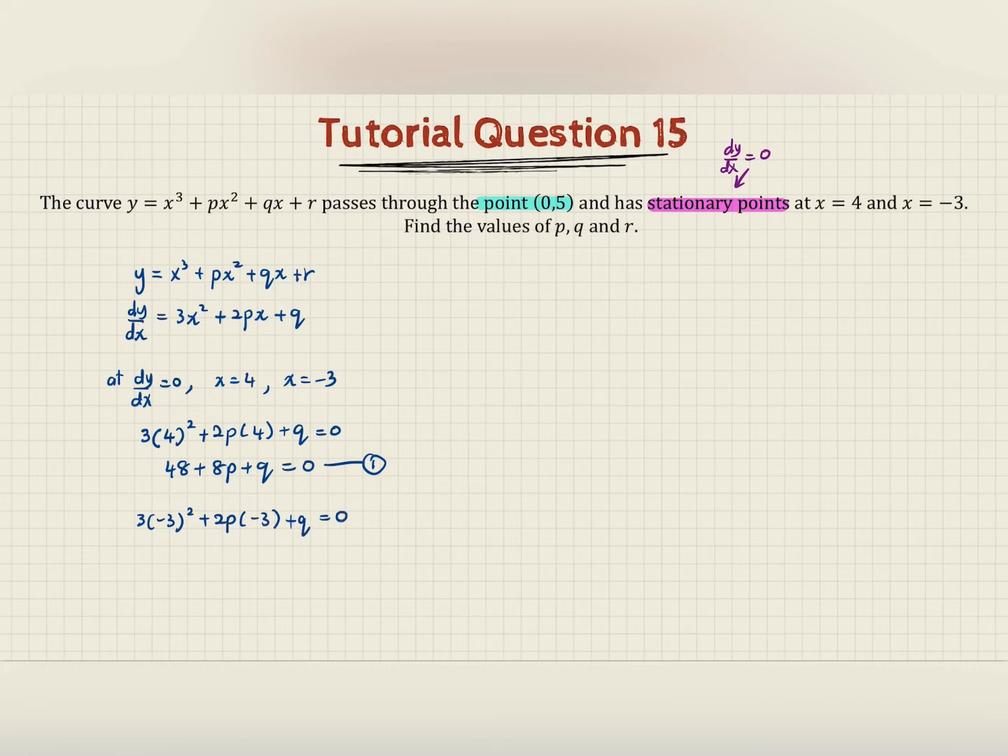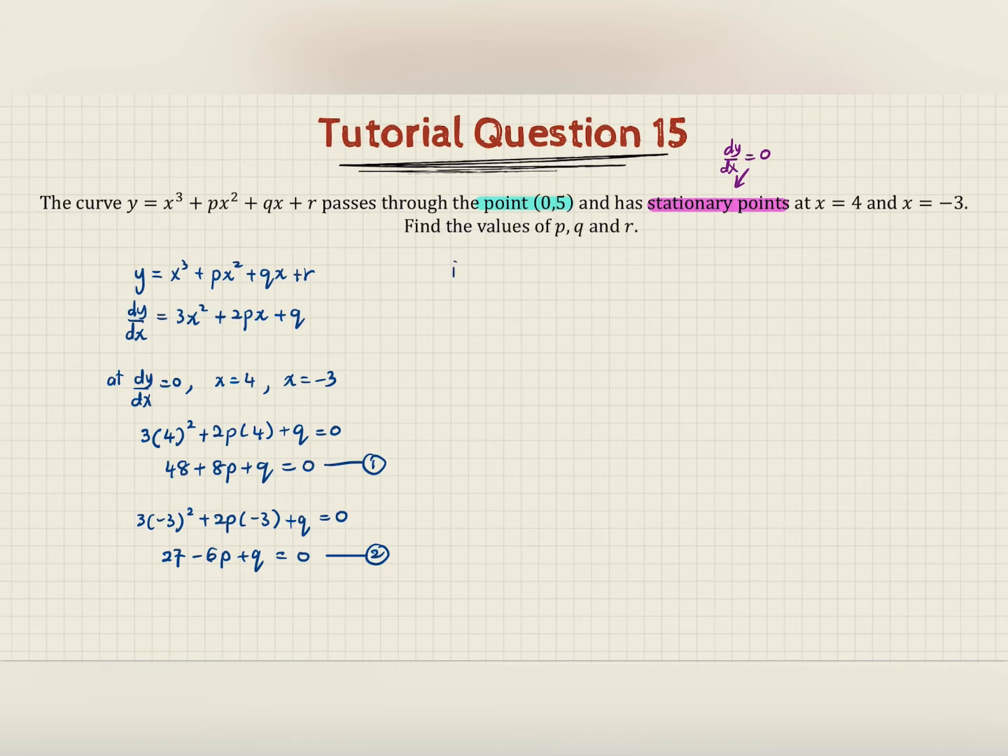So, kat sini dapat berapa? 27, okay. And then minus 6p plus q equals to 0. Okay, so this is my second equation. Okay, so kita nak cari P dan Q dululah.